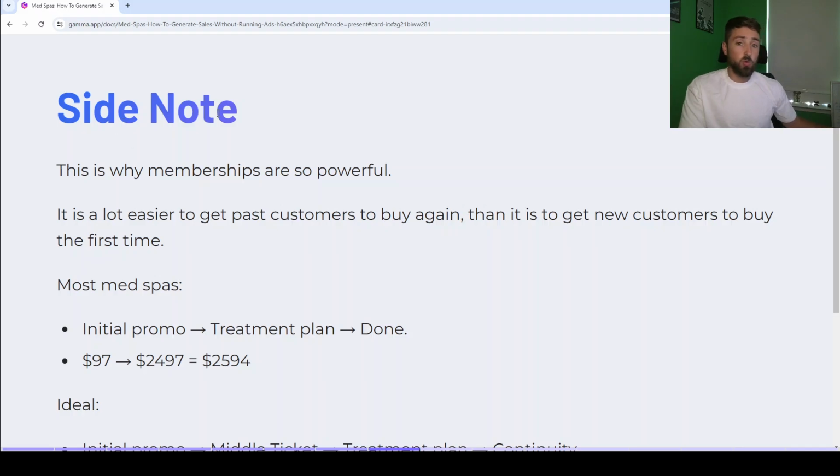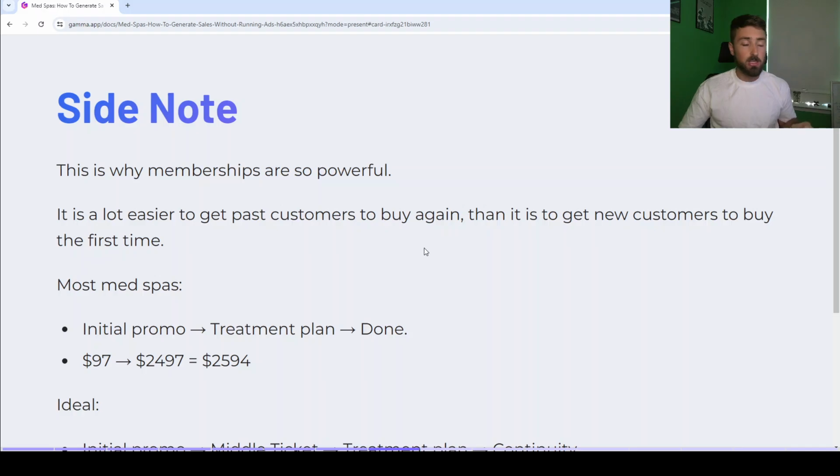And so just as a quick side note, this is why memberships are so powerful as a med spa or aesthetic provider. I know that a lot of med spas have a membership option kind of on the back burner. They don't really take it all that seriously. They don't push it that hard. It's just kind of there if people want it. But memberships are so powerful. It's a lot easier to get past customers to buy again than it is to get new customers to buy for the first time.